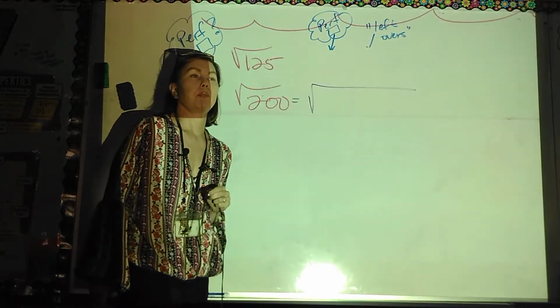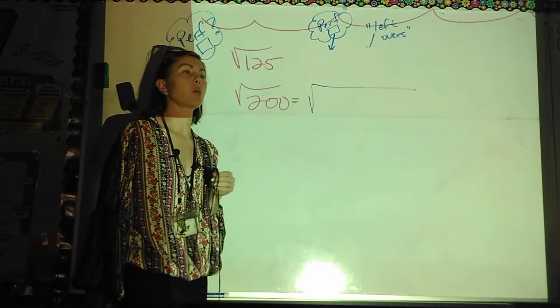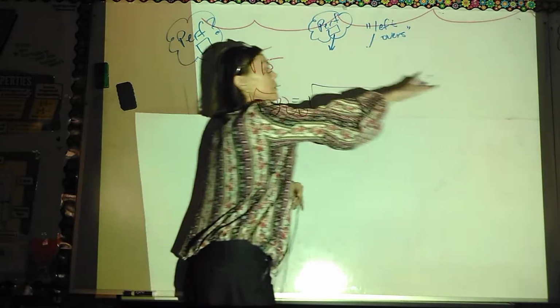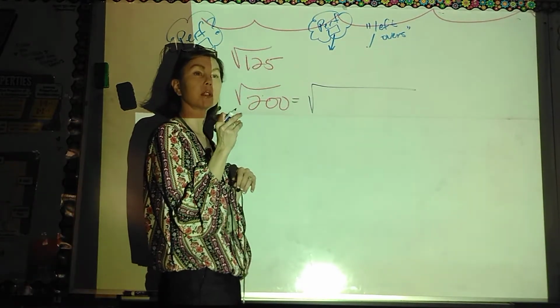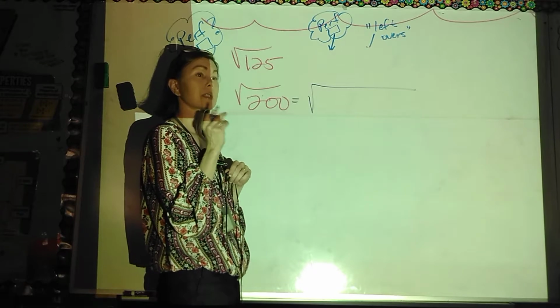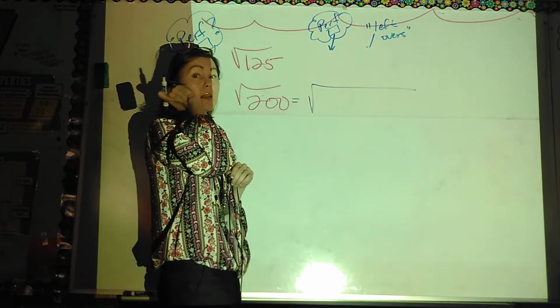We're going to do it again. So what times what, you guys? Draw a longer roof, because we're going to put the two numbers under the roof. And one of those numbers has to be a perfect square. So what times what gives me 200?